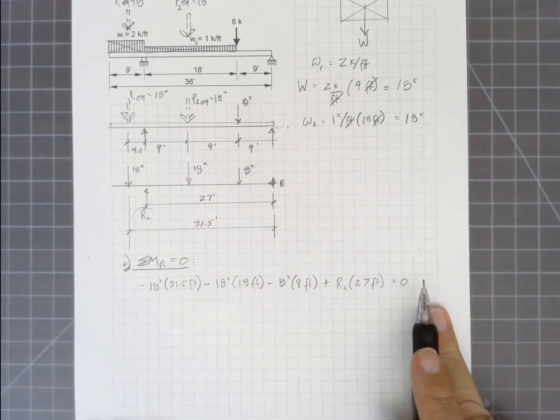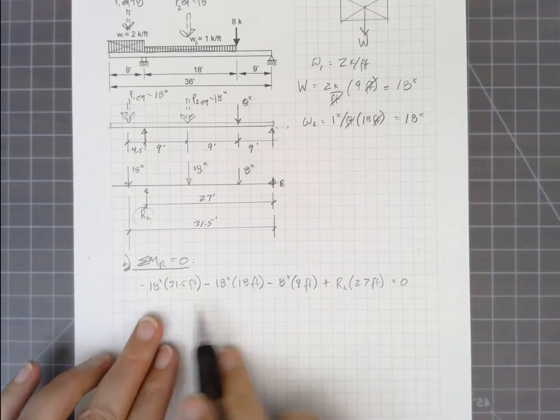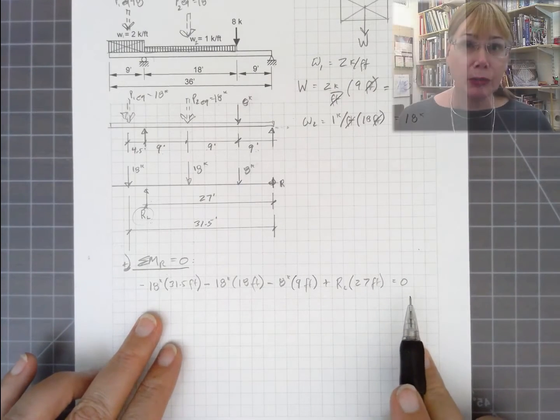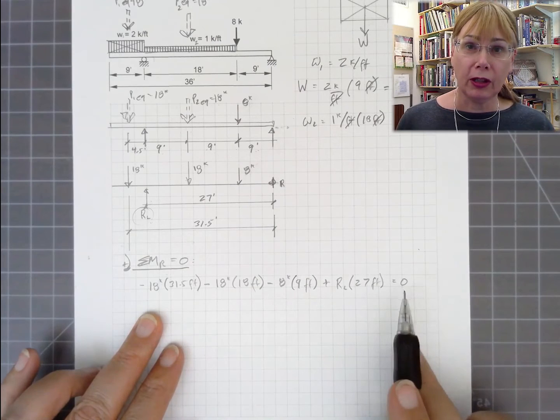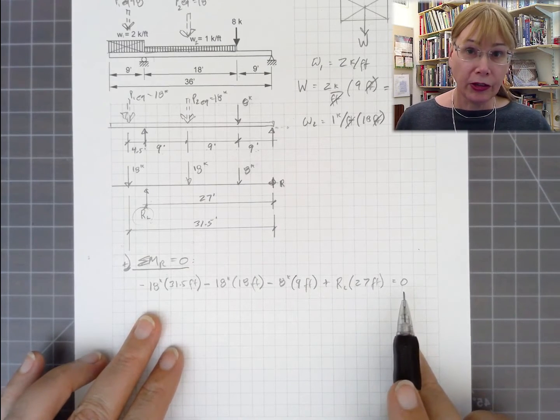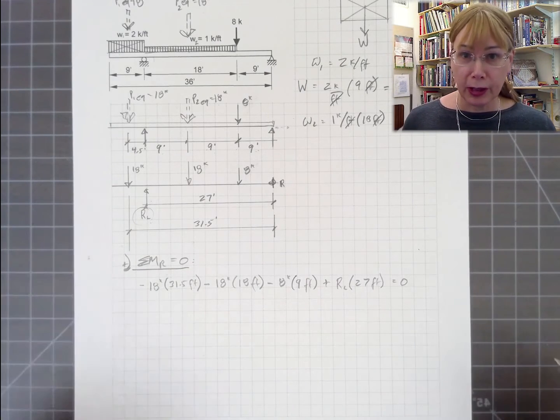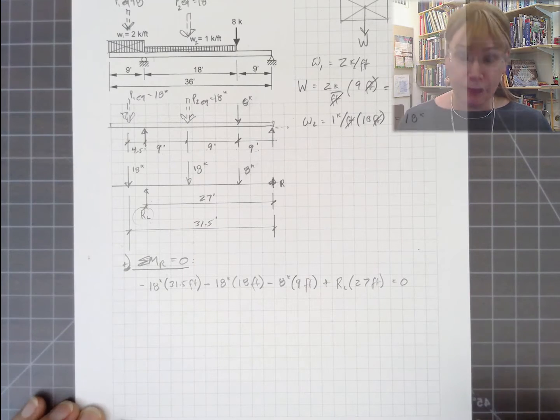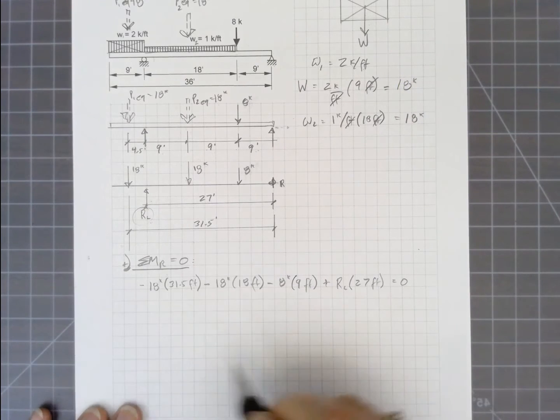So that's our rotational equilibrium equation. It says that all of these forces that have a propensity to rotate around point R will be balanced to 0 because it's not moving. That's a fundamental consideration of equilibrium. So let's multiply all this out.